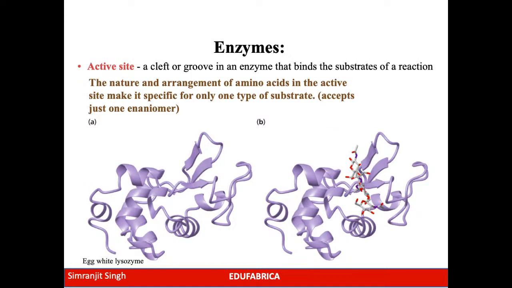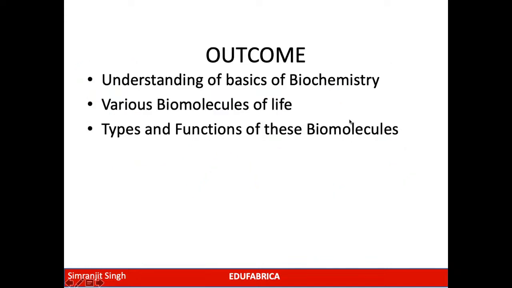So enzymes have active sites, a cleft or groove in an enzyme that binds the substrate of a reaction. The nature and the arrangement of amino acids in the active site make it specific for only one type of substrate, which accepts just one enantiomer. So this is the egg white lysozyme, and this is with another peptide in it. We have understood the basics of biochemistry so far, the various basic biomolecules that are present, and the types and functions of these biomolecules.